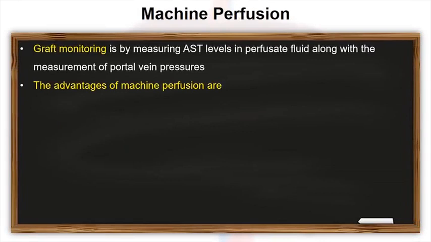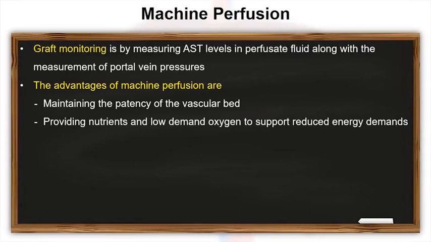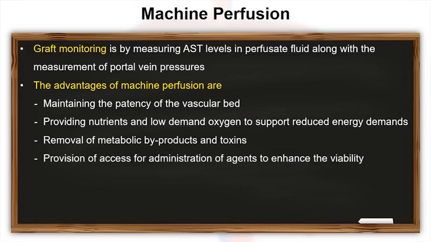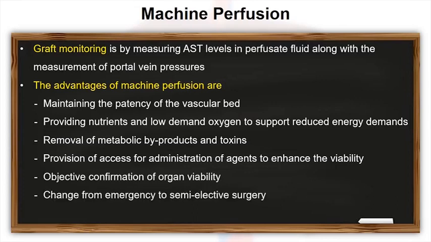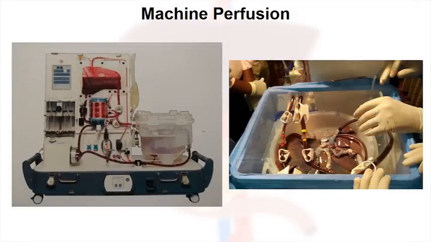The advantages of machine perfusion, as I said: it maintains the patency of the vascular bed, provides nutrients and low-demand oxygen to support reduced energy demands, removes metabolic byproducts and toxins, provides access for administration of agents to enhance viability, gives objective confirmation of organ viability, changes surgery from emergency to semi-elective, and improves stabilization or rescue for extended criteria donor organs. So this is the picture of one such machine.